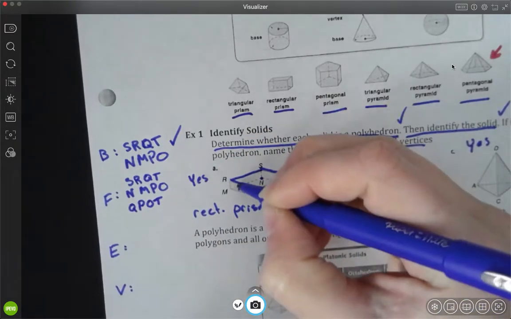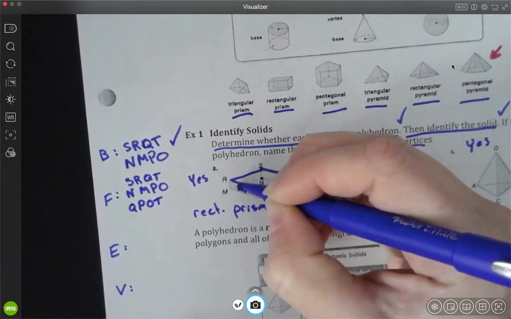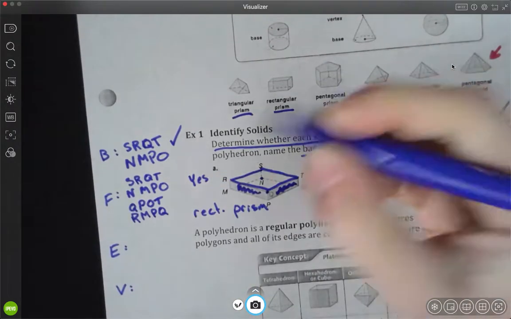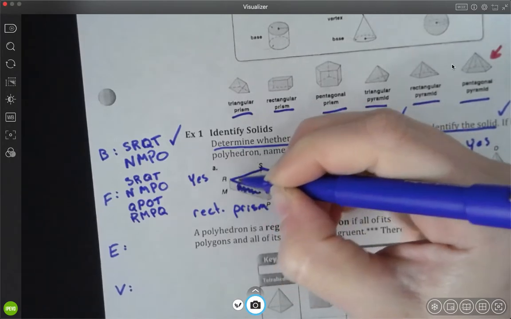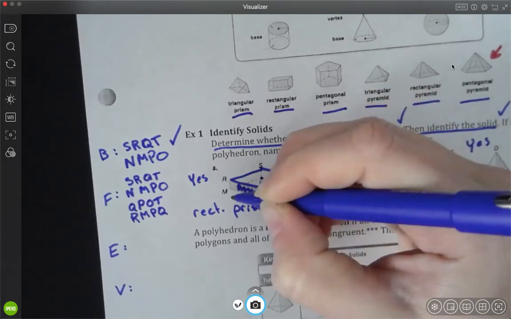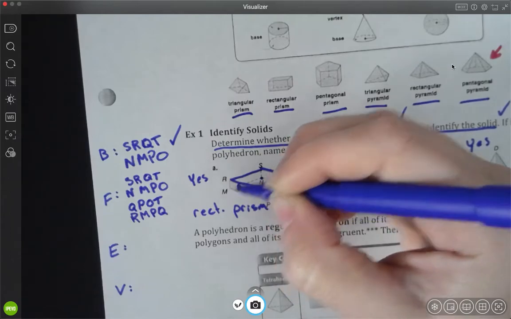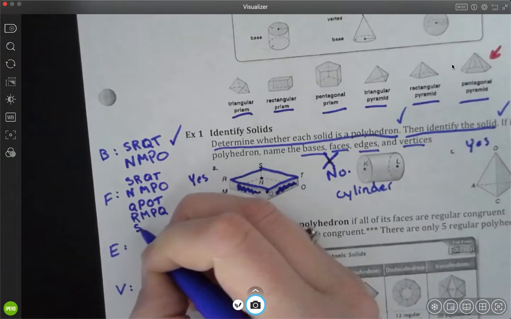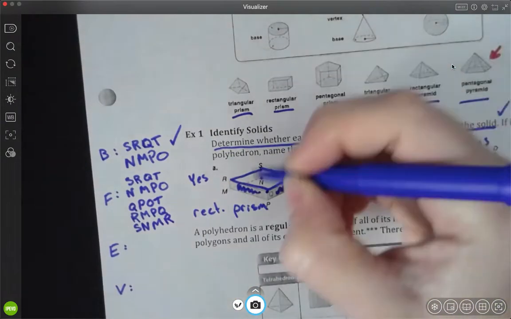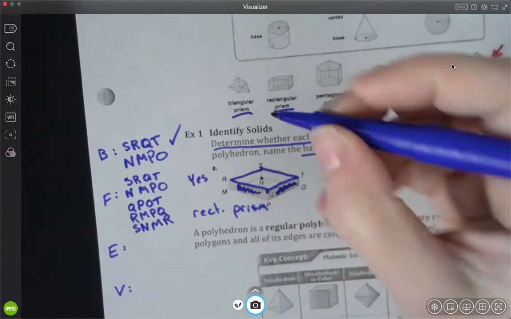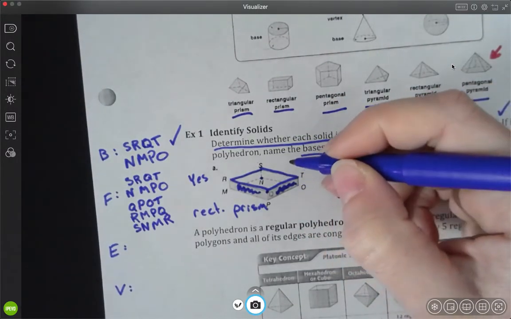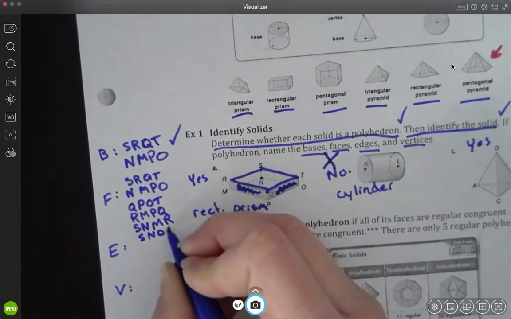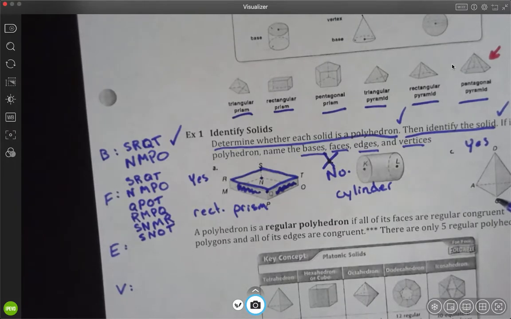QPOT. What's this side right here? RMPQ. Sure. This back side up over here on the very back. Go SNMR. Make sure you go in a circle. SNMR, right? You want to go full circle. And the last one on the back side over here. SNOT. He did it in the way that I wanted him to. SNOT. Okay.